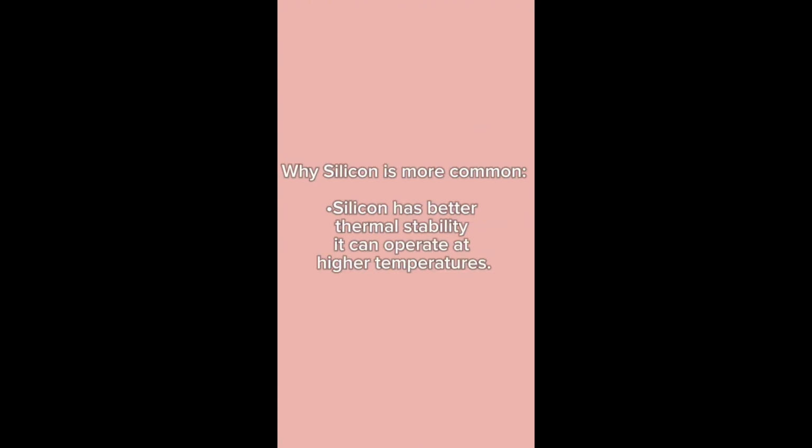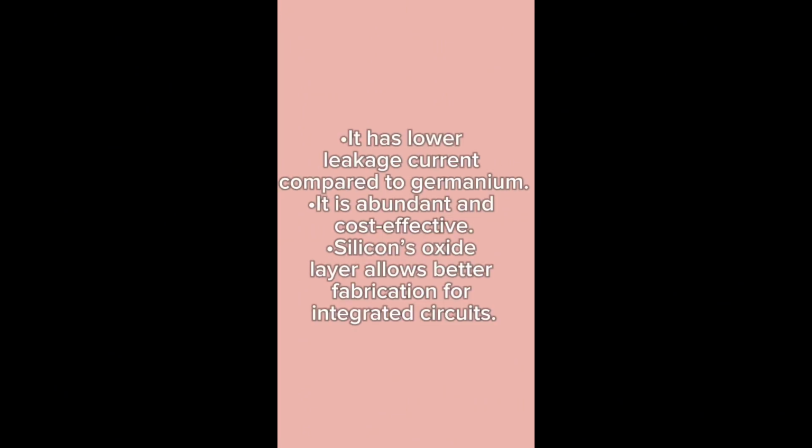Step 3. BJTs are made using semiconductor materials, silicon and germanium. Why is silicon more common? Silicon has better thermal stability. It can operate at higher temperatures. It has lower leakage current compared to germanium. It is also abundant and cost-effective. Silicon oxide layer allows better fabrication for integrated circuits.